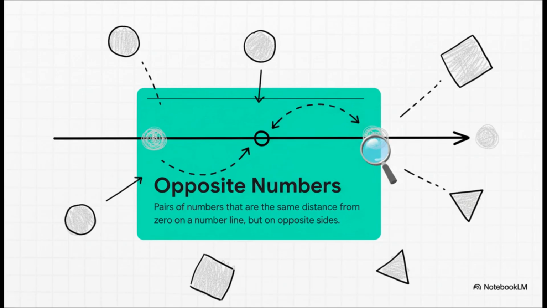Just picture a number line, with 0 sitting right in the middle. The number 3 is 3 steps over to the right. Well, its opposite, -3, is the exact same distance away, but to the left. They're like perfect mirror images of each other. This one idea unlocks everything.